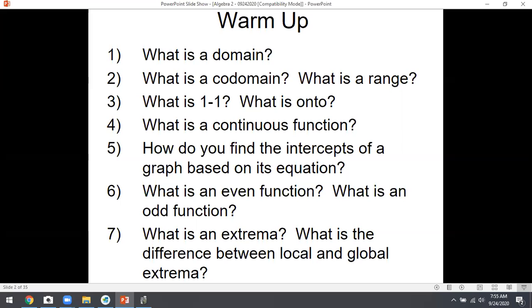On the other hand, if you flip something over the origin, that's point symmetry. You take any point on the graph and flip it directly over the origin. It's the same on the other side. That would be an odd function. So an even function is symmetric across the y-axis. And an odd function is symmetric across the origin.